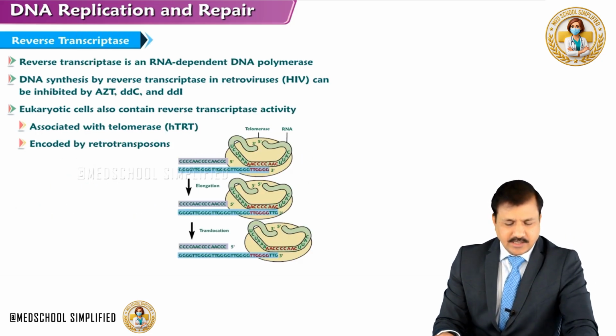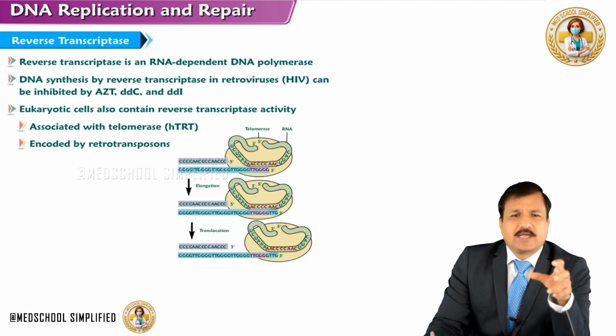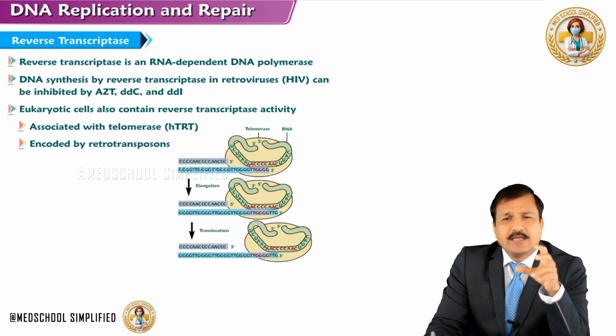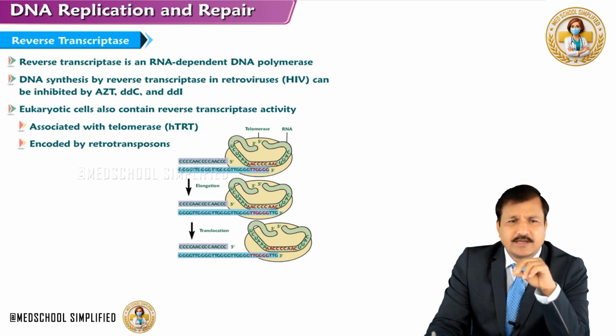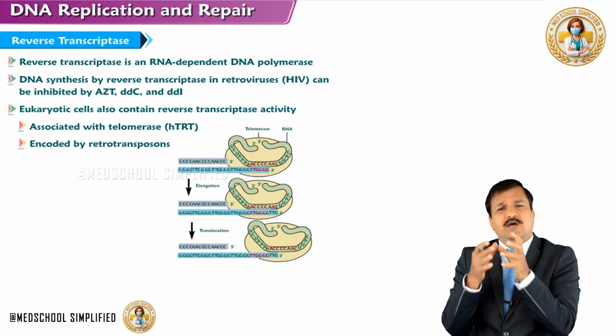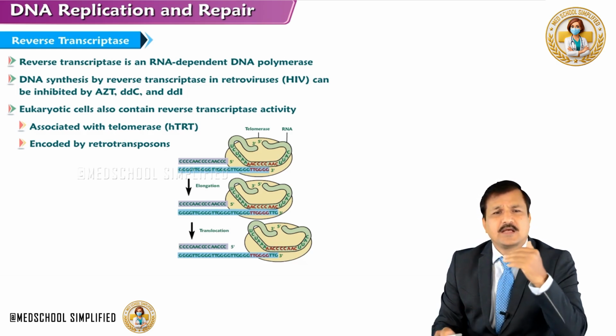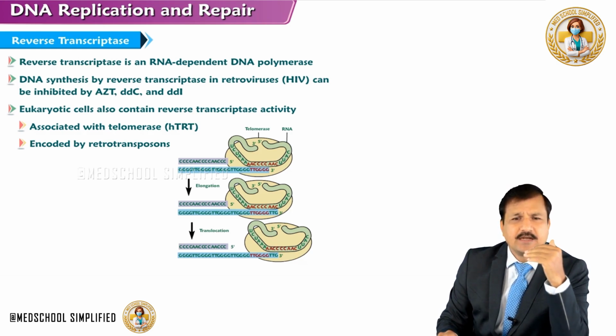Let's look at reverse transcriptase enzyme activity. Reverse transcriptase is an RNA-dependent DNA polymerase enzyme that requires an RNA template to direct the synthesis of new DNA. Most notably, human immunodeficiency virus uses this reverse transcriptase enzyme to replicate its RNA genome. DNA synthesis by reverse transcriptase in retroviruses can be inhibited by AZT, ddC and ddI.